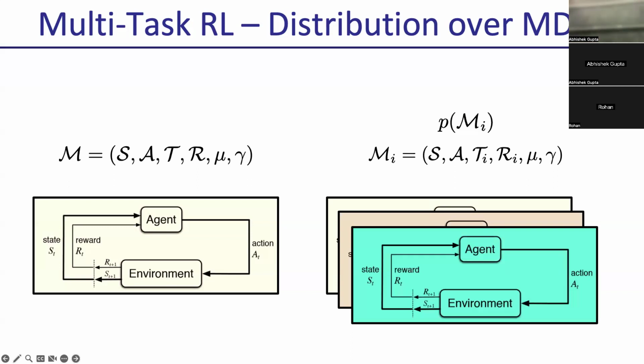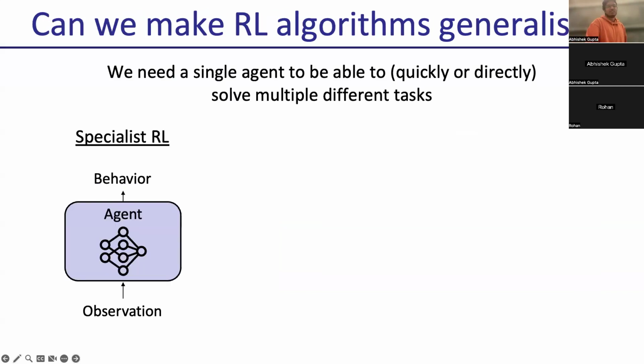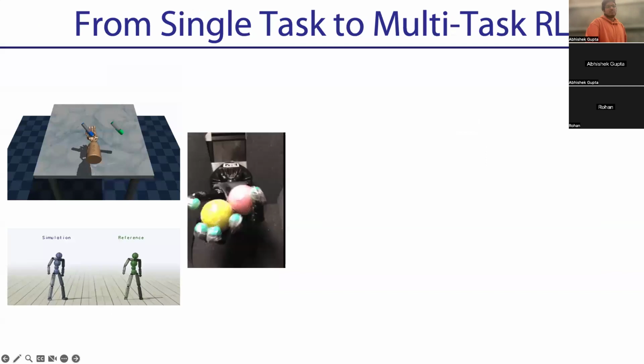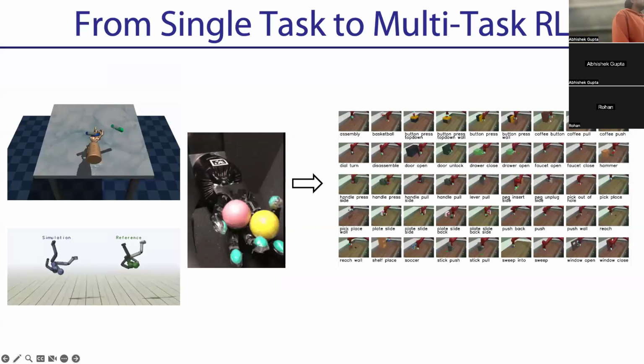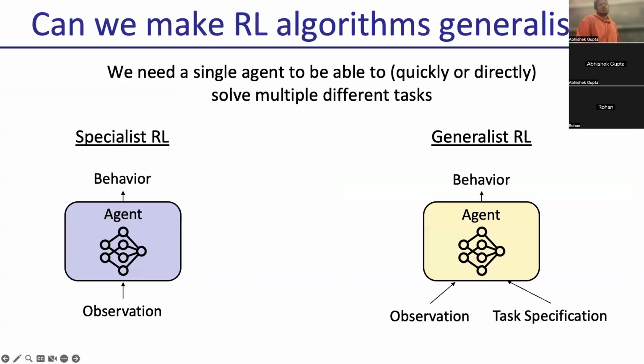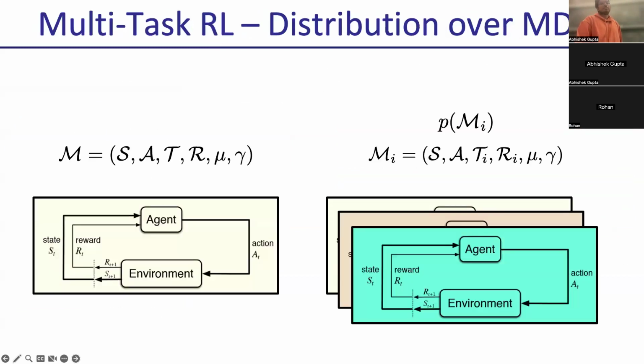So does that mean the number of MDPs could be infinite? Yeah. In practice, it's hard to do that. In practice, you will typically have a setting where you make up some number of tasks. But in principle, as long as you can sample from this distribution, then you can generate new tasks.